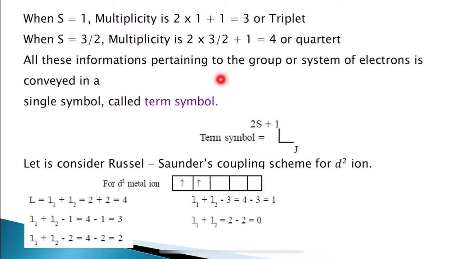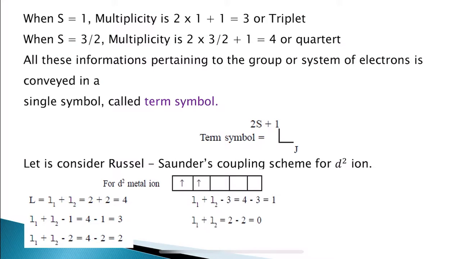All this information pertaining to the group or system of electrons is conveyed in a symbol called a term symbol. In the Russell-Saunders coupling scheme, term symbols are in the form of 2S plus 1 L J. In this structure we are going to write the term symbols.